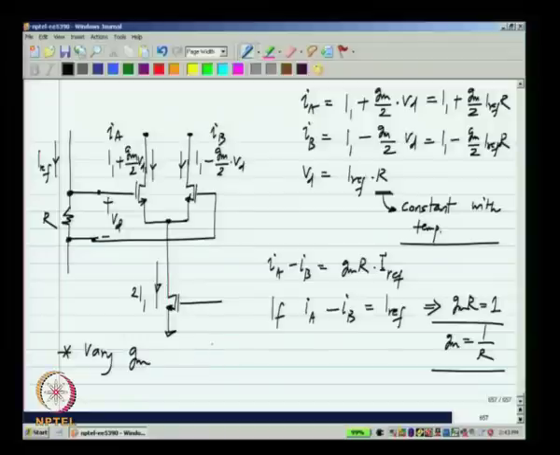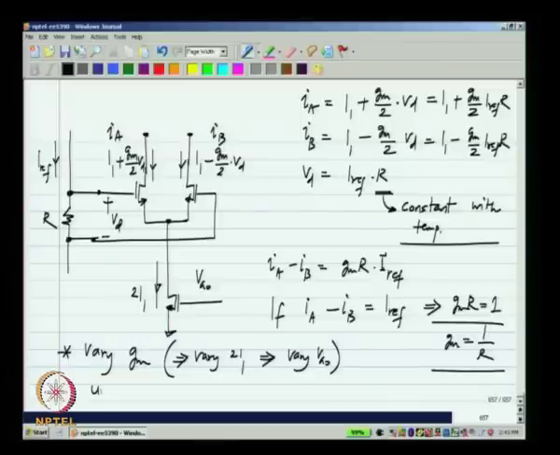We have to vary Gm, and how do we vary Gm? By varying the tail current to I1, which in turn means that I have to vary this Vg naught, until Ia minus Ib equals I ref. Okay. So, we will see how to do that.